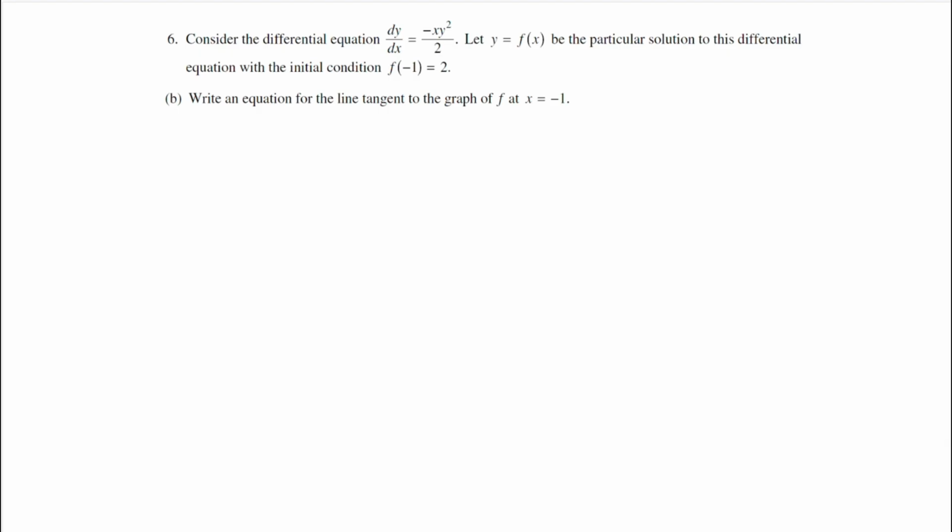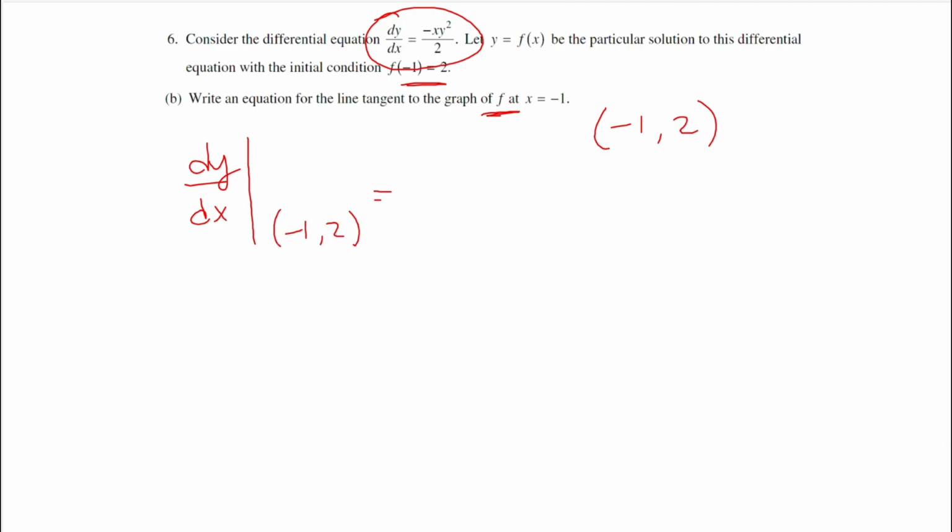In part B, it says write an equation for the line tangent to the graph of f at x equals negative 1. Well, we've already got the point, negative 1, 2. We just need the slope. And the slope of a tangent line to f should come from its derivative, which is negative xy squared over 2. So we'll evaluate dy/dx at the point negative 1, 2, which we actually just did a second ago, but we'll write it out this time. It's negative negative 1 times 2 squared over 2, which negative negative 1 is 1, 2 squared is 4, and 4 divided by 2 is 2.